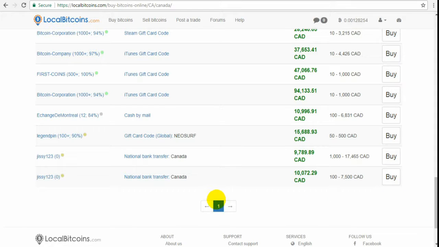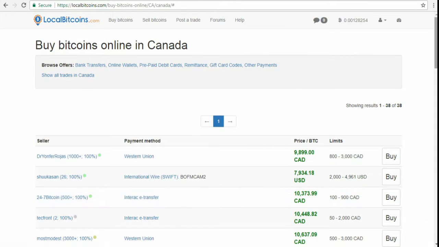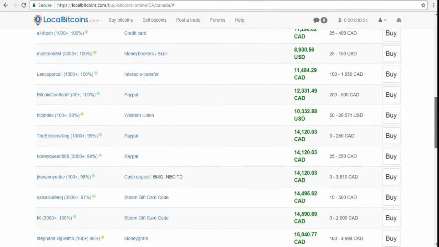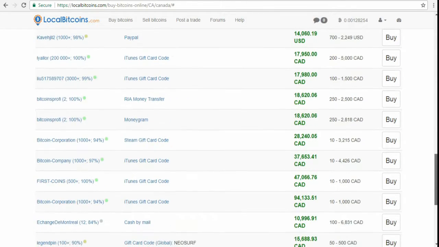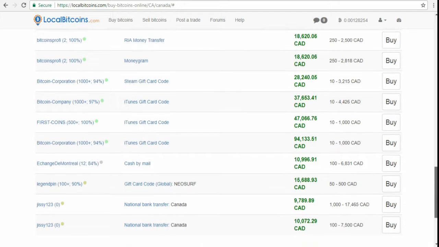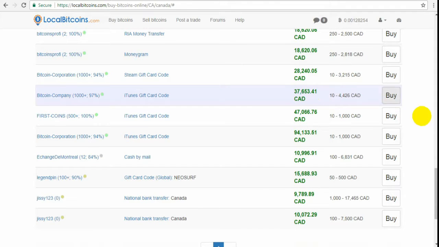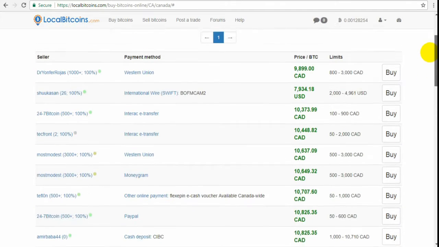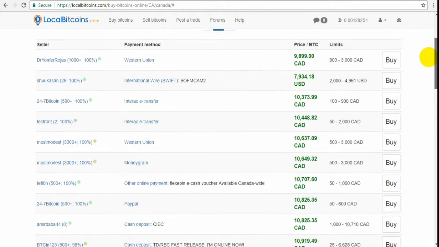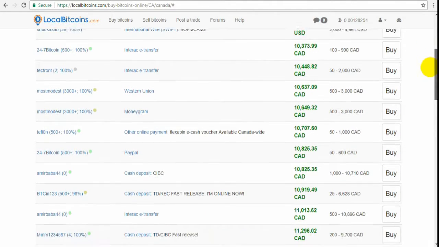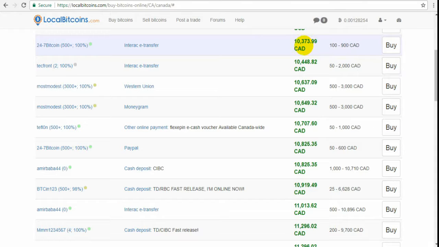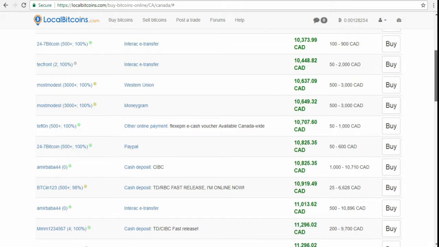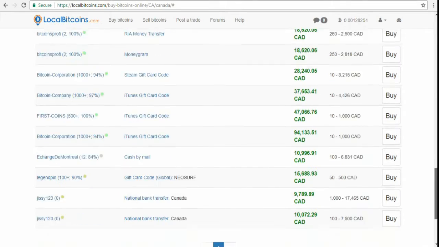So you can see there are lots of higher prices here, all the way up to $37,000, $40,000, guys. But with just the normal cash e-transfers, you're definitely going to be paying over 10 grand to buy Bitcoin right now on LocalBitcoins.